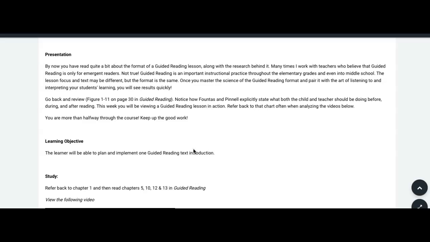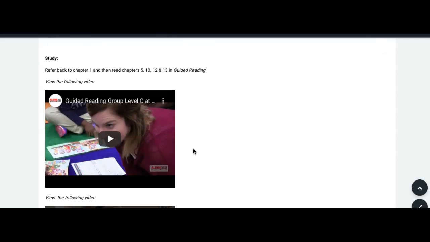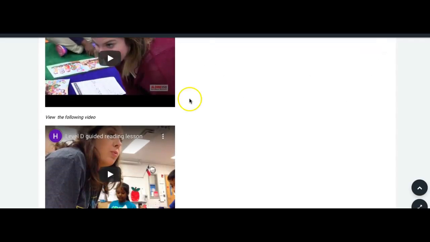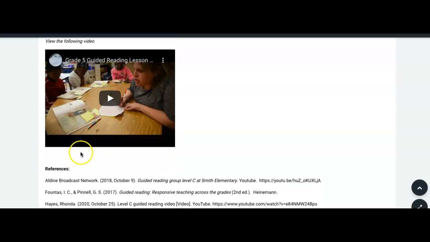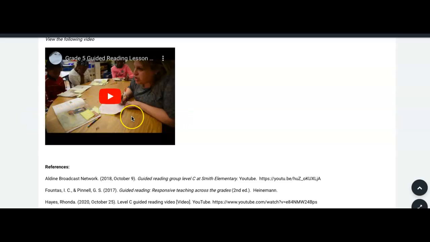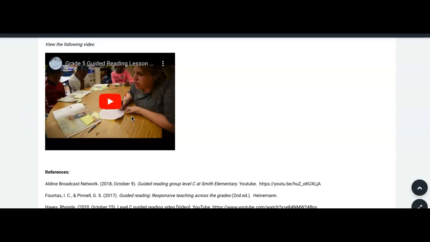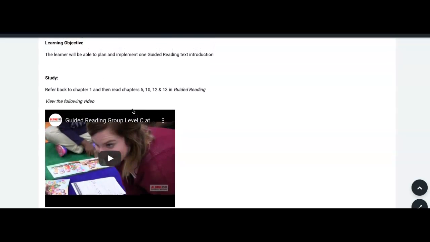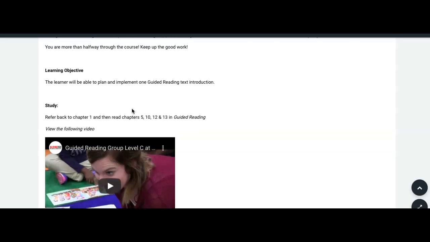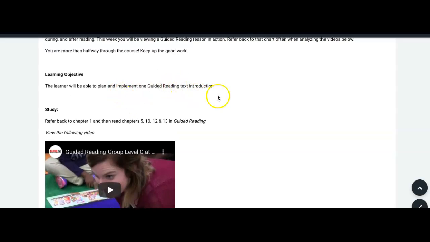This week, you're going to be viewing guided reading lessons in action. And they are right here. There's a level C, a level D, and a grade 5. I can't remember which level that is. As you are watching these lessons, I want you to pay particular attention to the introduction of the text.